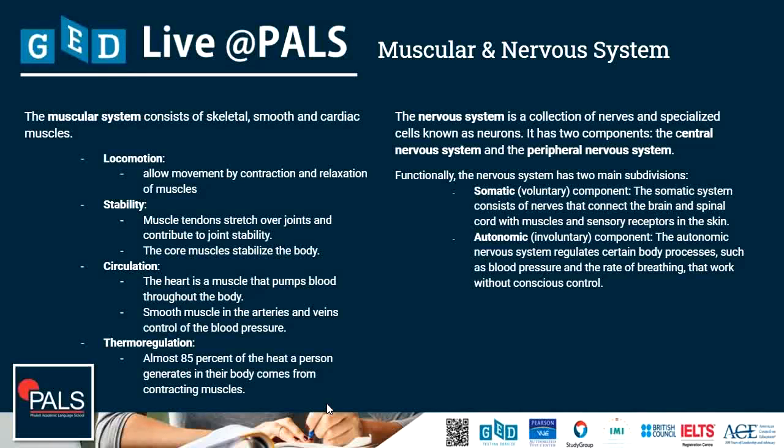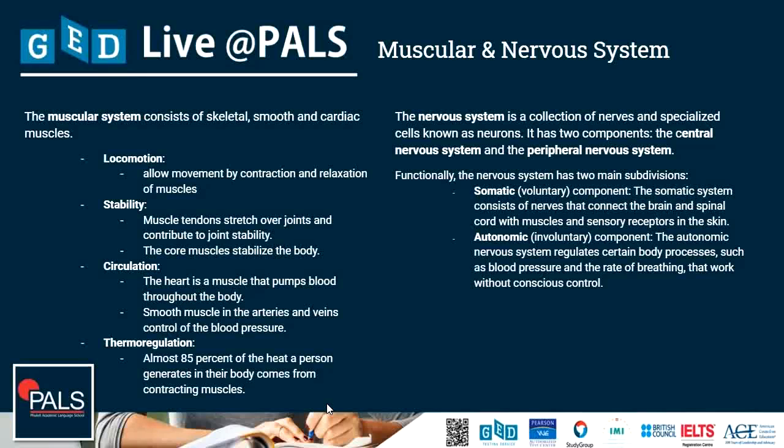Then we have the nervous system, which is a collection of nerves and specialized cells which are known as neurons. It has 2 major components: the central nervous system, which is our brain and the spinal cord, and then the peripheral nervous system, which are all the nerves that basically leave the spinal cord and distribute throughout all our body, connecting all parts of our body, mainly muscles and glands, to the nervous system.